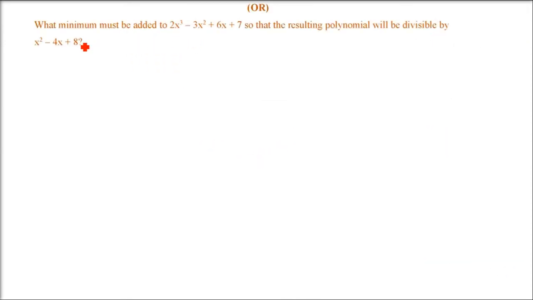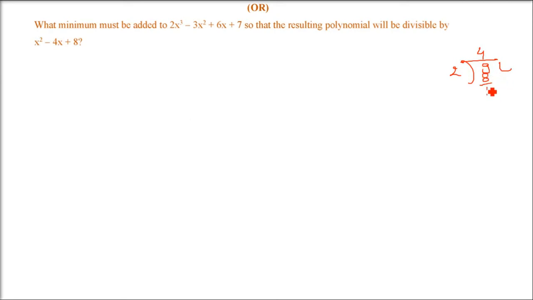Now this is an OR question, so you can do this one or the previous one. What minimum must be added to this so that the resulting polynomial will be divisible by x square minus 4x plus 8? So I'll give you an example. If you take 2 and you divide 9 by 2, what do you get? 2 4s are 8, so you're getting a remainder.